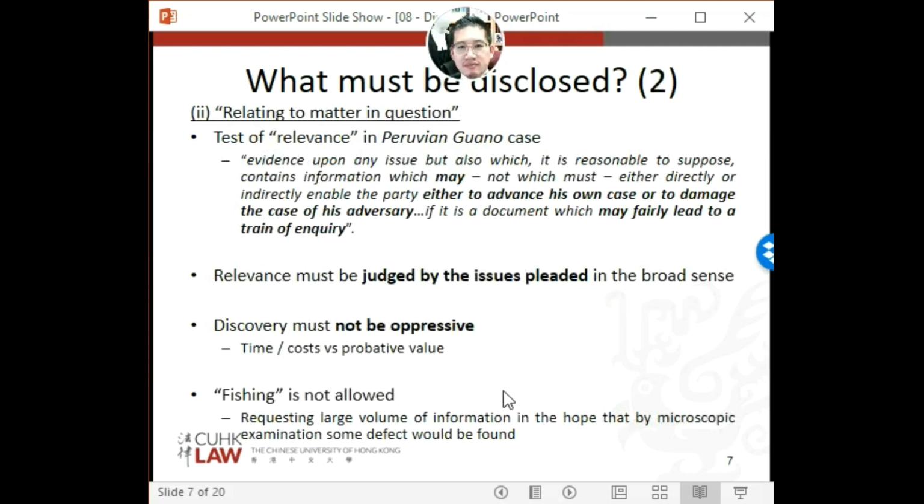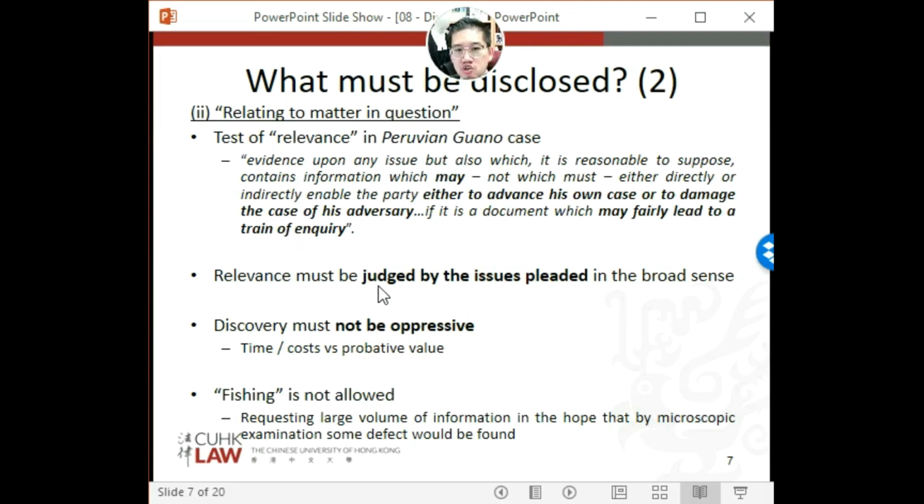What is meant by relevant? This test is very wide. We take this from the Peruvian Guano case. You can see how wide it is. Any evidence which may, not must, may, either directly or indirectly, enable the party either to advance his own case or to damage the case of his adversary, if it is a document which may fairly lead to a train of inquiry. So either it helps you or helps the other side. They are both relevant.